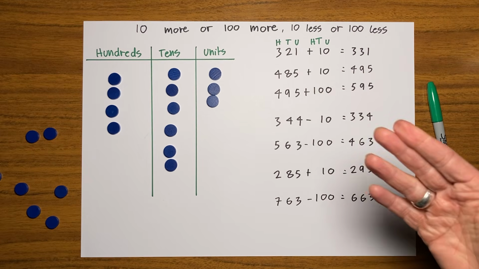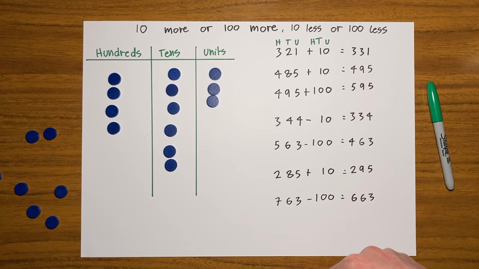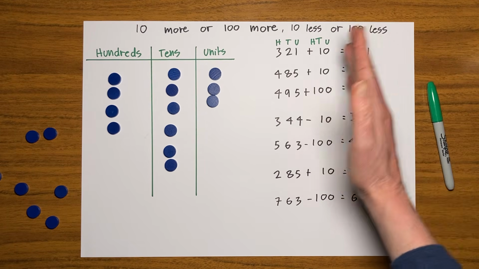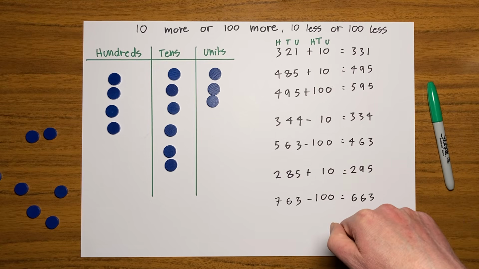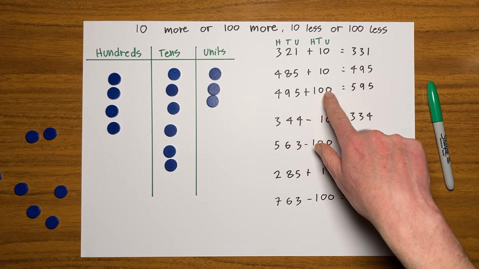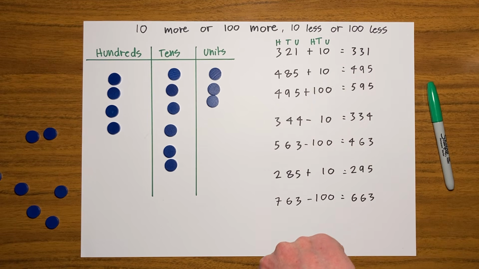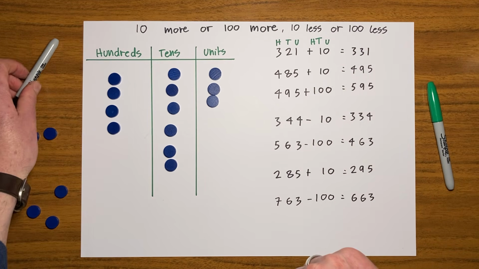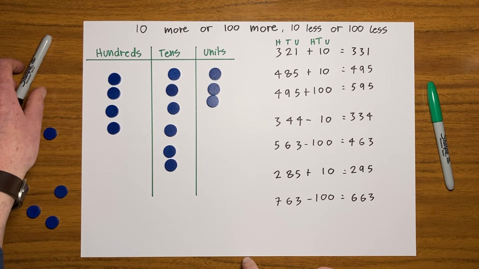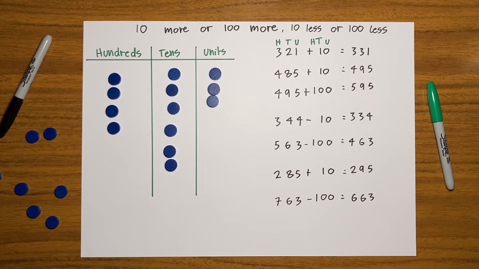So I hope that's been a help. 10 more or 100 more or 10 less or 100 less. It's all about looking at the column that you're doing the adding or taking away from. And if you're adding a 0, it means that column isn't going to change at all. As always, have a look back through it. Use the counters if that's going to be helpful, and all the best and good luck with it.